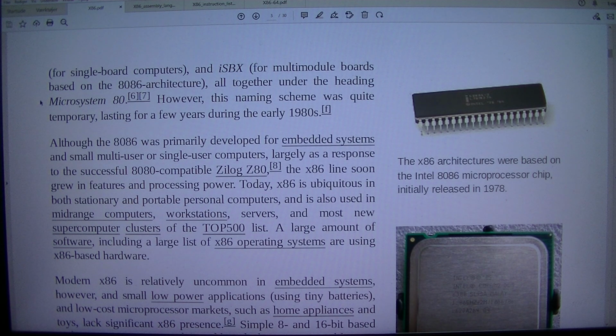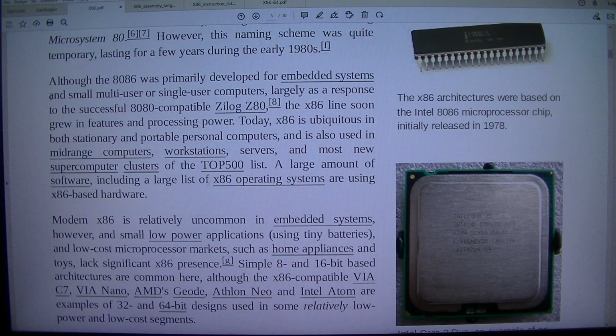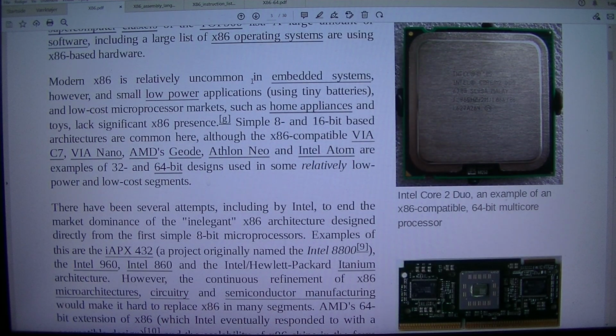A large amount of software, including a large list of x86 operating systems, are using x86-based hardware. Modern x86 is relatively uncommon in embedded systems, however, and small low-power applications using tiny batteries, and low-cost microprocessor markets, such as home appliances and toys, lack significant x86 presence. Simple 8 and 16-bit based architectures are common here, although the x86-compatible VIA C7, VIA Nano, AMD's Geode, Athlon Neo and Intel Atom are examples of 32 and 64-bit designs used in some relatively low-power and low-cost segments.